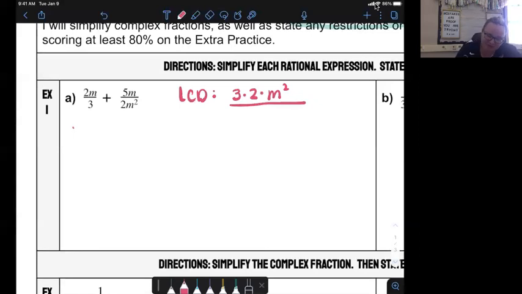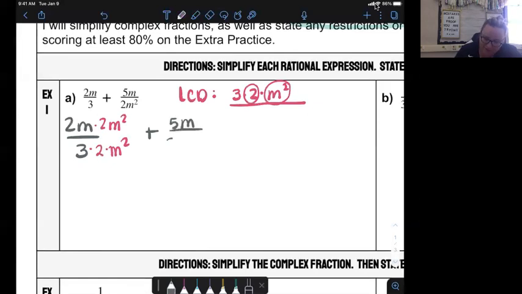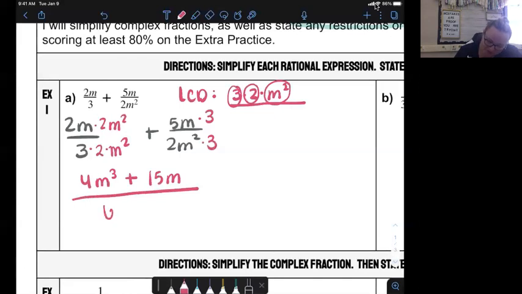So the first fraction, 2m over 3, is missing the 2 and the m squared in the denominator. So I'm going to multiply the denominator and the numerator by 2m squared. The second fraction, 5m over 2m squared, is just missing the 3 in the denominator. So I'm going to multiply the top and the bottom by 3. So I get 2m times 2m squared is just 4m cubed plus 15m all over 2 times 3 would be 6m squared.